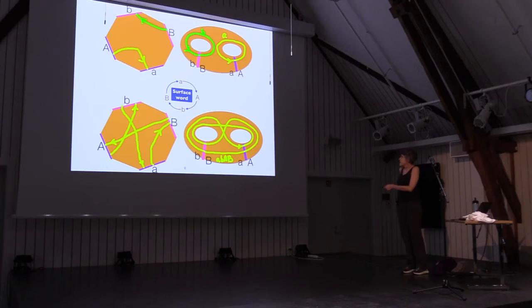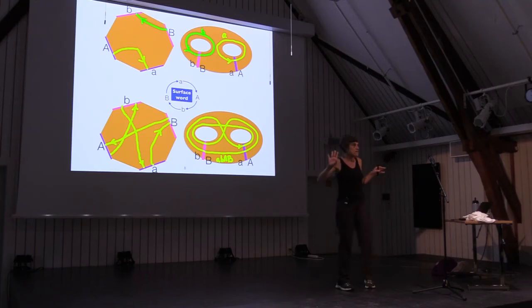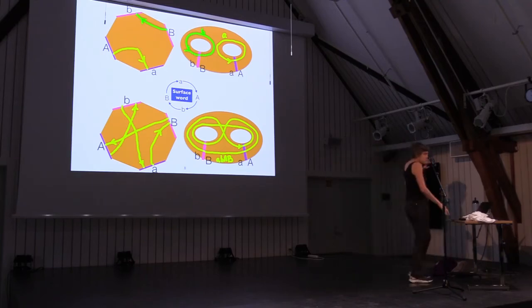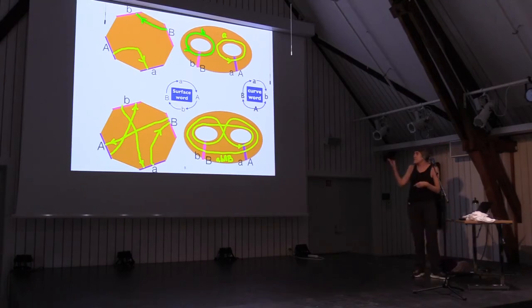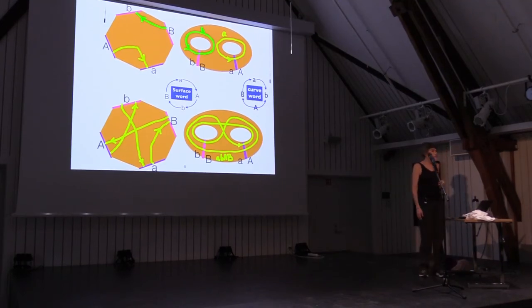Capital A, go around, capital B, go around, and then I come back where I started. So this is, again, a ring of letters. It's a different type of ring of letters, but it is a ring of letters associated now to this surface with a fixed surface word. And this ring of letters I just read off, it's a curve word.